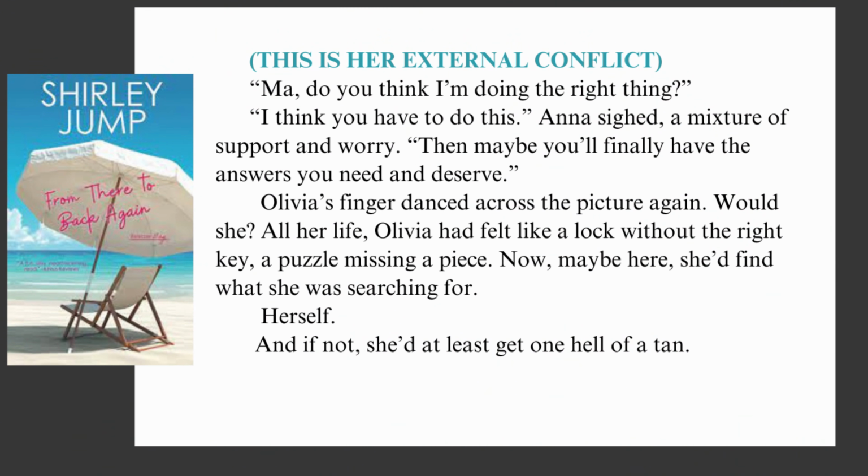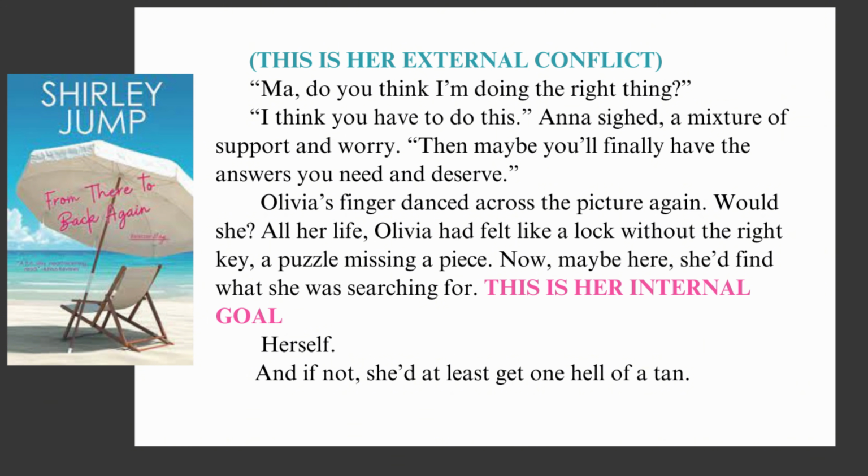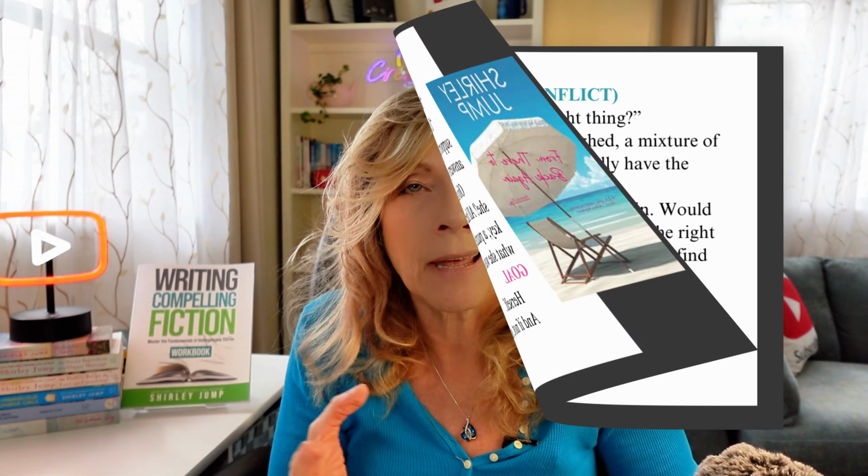So she's a little worried about whether she's doing the right thing, and she has that conversation with her mother for a second. And then we get into her internal again. Olivia's finger danced across the picture again. Would she finally have the answers that she needed is what she's thinking about. All her life, Olivia had felt like a lock without the right key, a puzzle missing a piece. Now maybe here she'd find what she was searching for, herself. And if not, at least she'd get one hell of a tan.